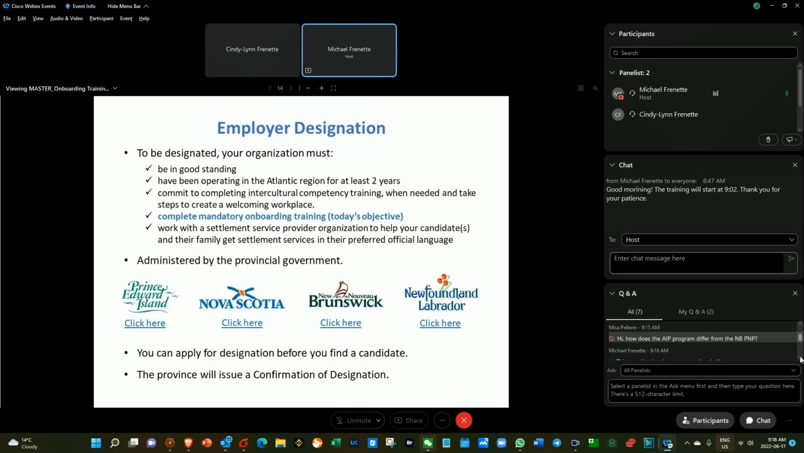And you may want to refer to the provincial government website for more information on the employer designation process. Although they are very similar, there are some nuances, so you will need to access the information on the provincial government website to find out exactly how to get designated based on your location.